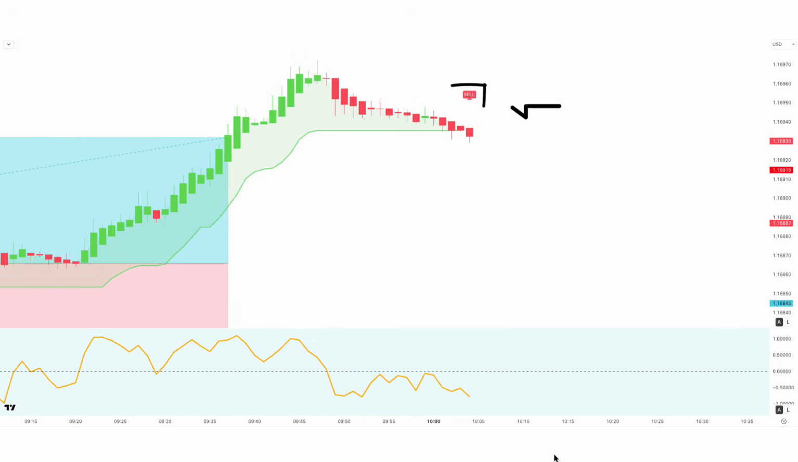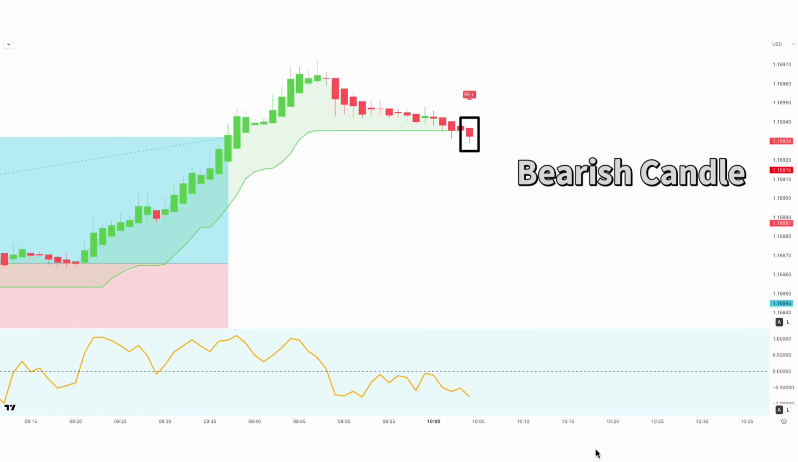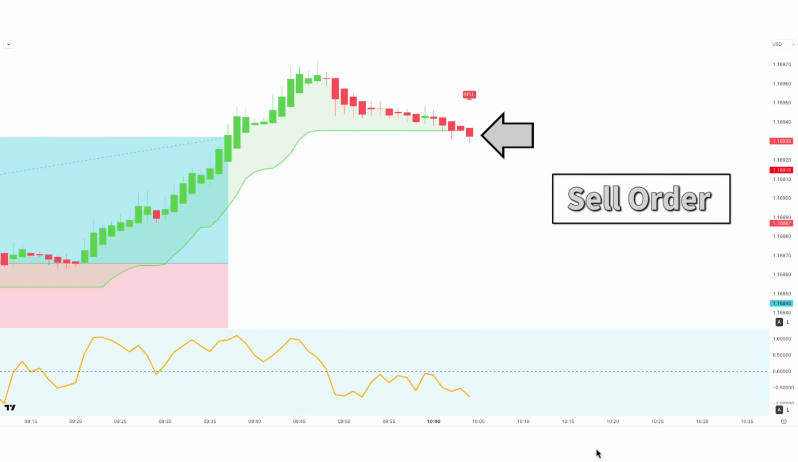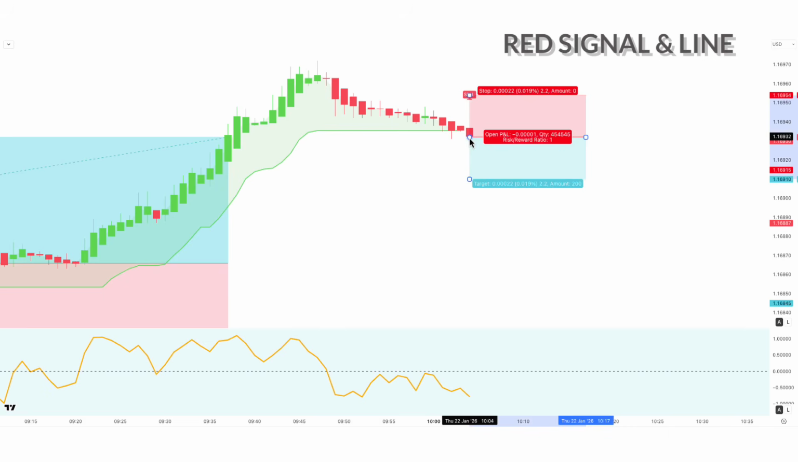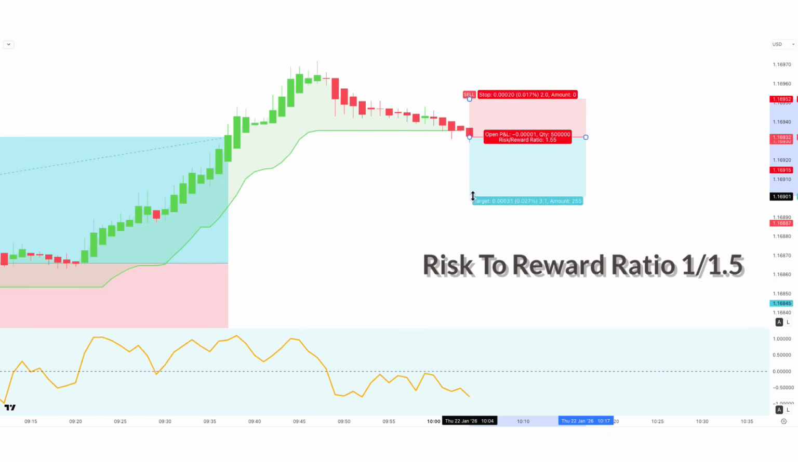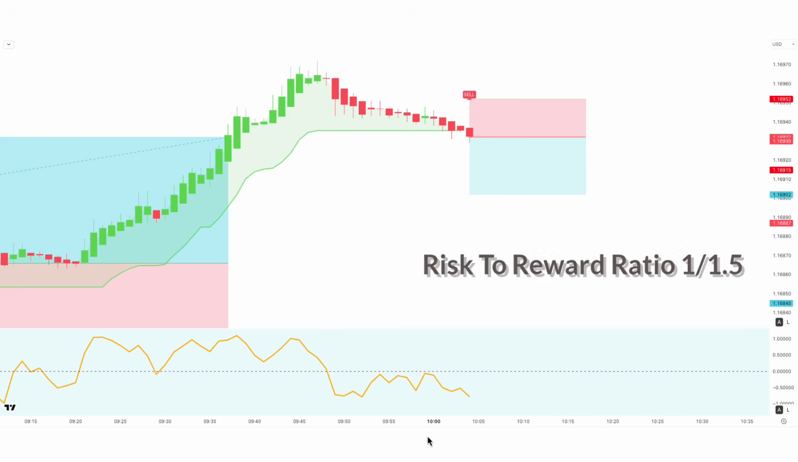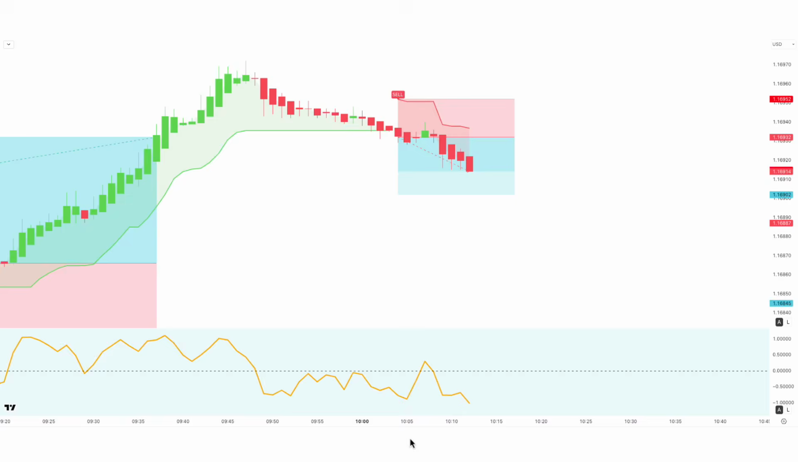Here, the TSM 2018 arrow of this indicator is a sell signal. Here, the orange color line of new indicators is below the zero line. Here, the market has made a bearish candle to give confirmation. So all our conditions are being fulfilled, so we are placing an order to sell. Our stop loss is to be placed at the red signal and line. And the risk to reward ratio will be 1:1.5. Let's see what happens to our trade.